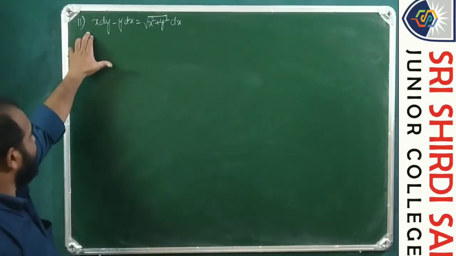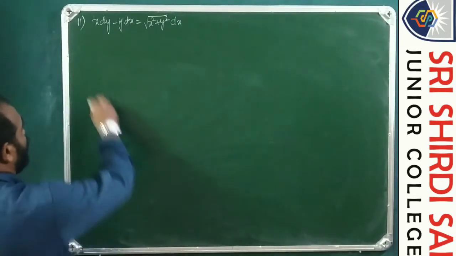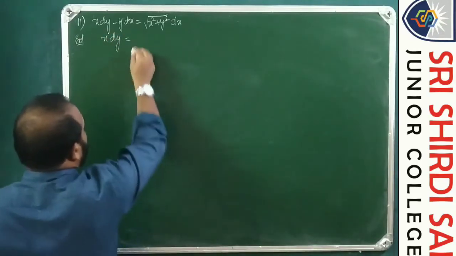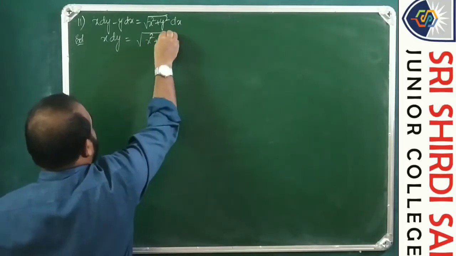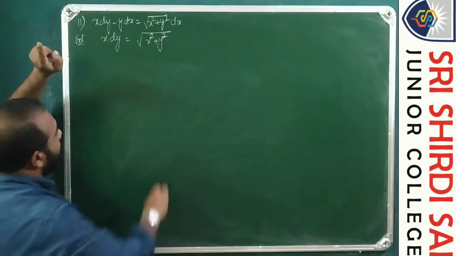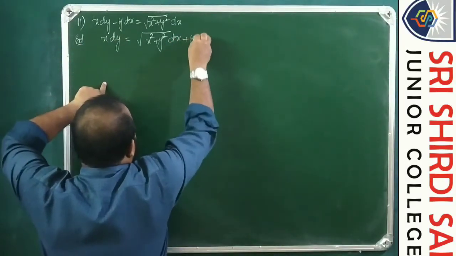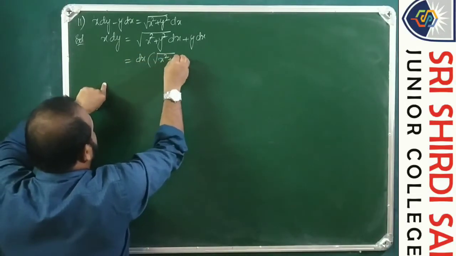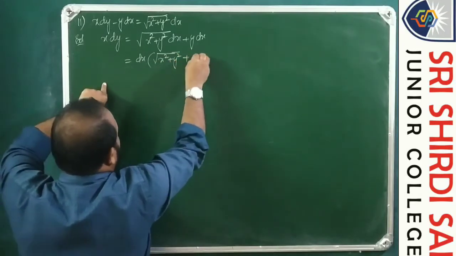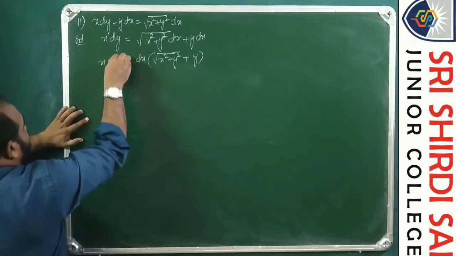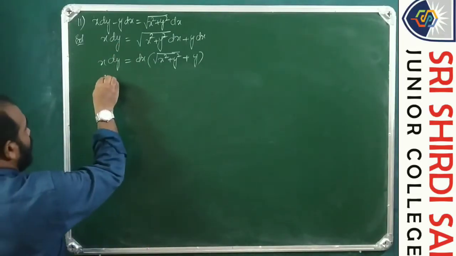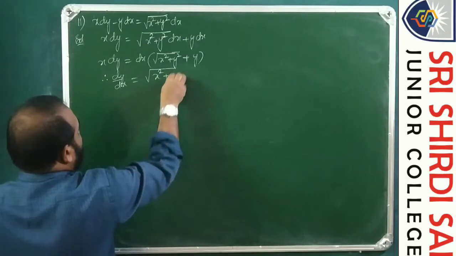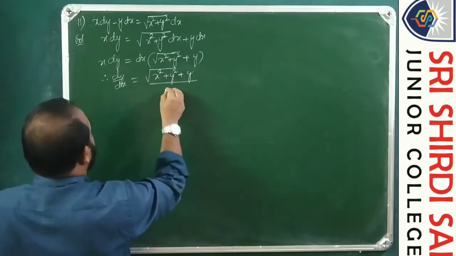The next question is x dy minus y dx equals root of x square plus y square dx. This is x dy equals square root of x square plus y square dx plus y dx. If you take dx in common, then we are getting square root of x square plus y square plus y is equal to x dy by dx. Therefore, dy by dx is equal to square root of x square plus y square plus y by x.